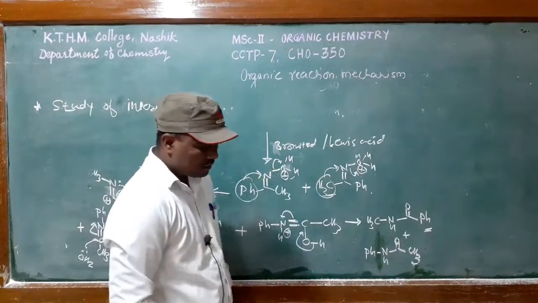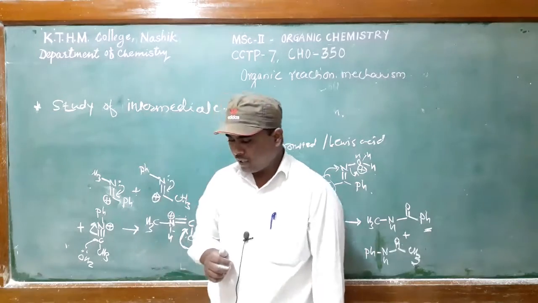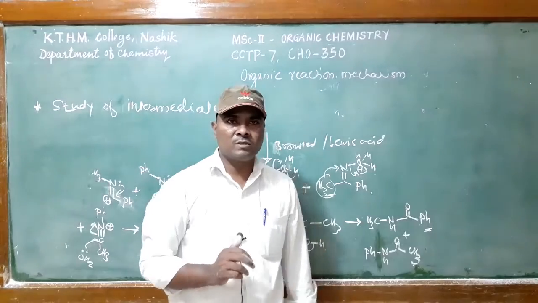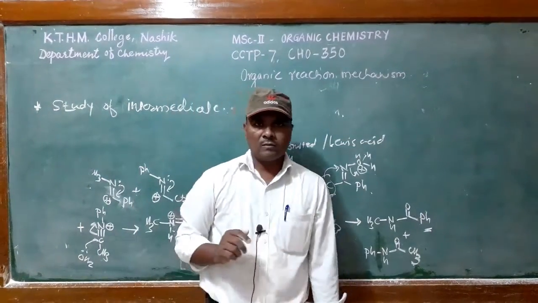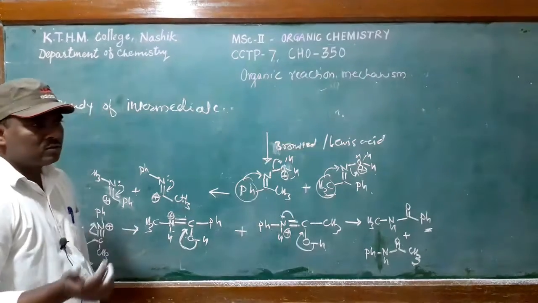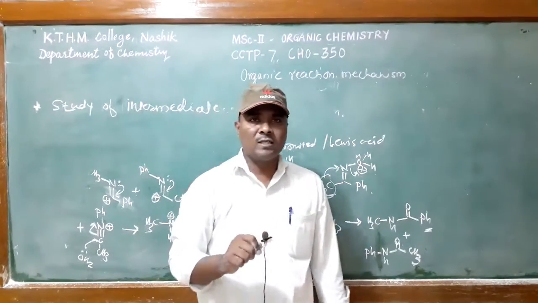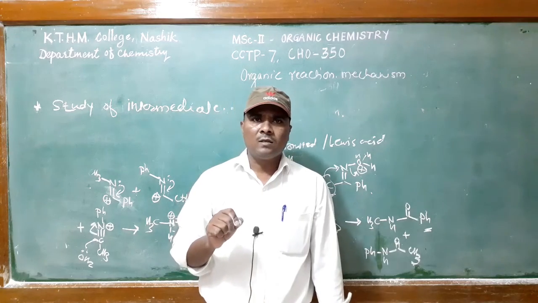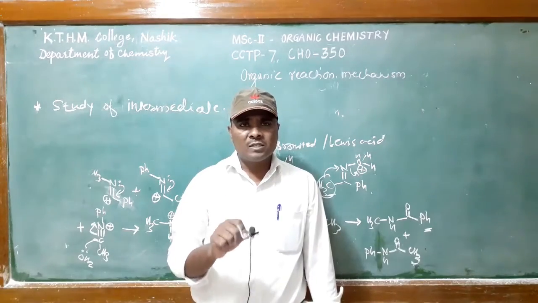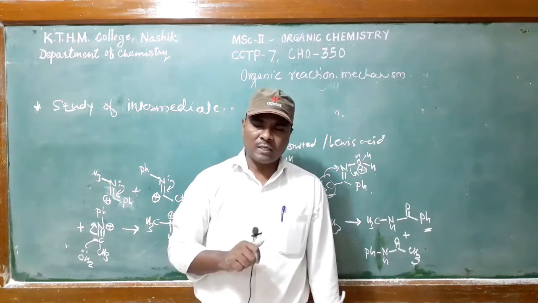Another spectroscopic technique is ESR, electron spin resonance, by which we can determine whether there is an unpaired electron or not. So by this also we can determine the mechanism. Flash photolysis is also one of the important techniques by which we can identify the presence of an intermediate. We can characterize that intermediate, and from that intermediate we can determine the mechanism.